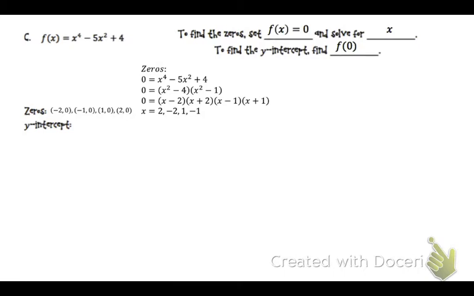Okay? Then to find my y-intercept, I'm going to evaluate f of 0. So that's 0 to the 4th minus 5 times 0 squared plus 4, which just equals 4. So my y-intercept is (0, 4). Okay?